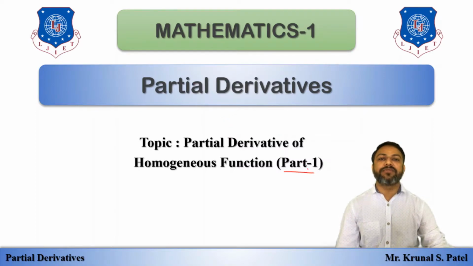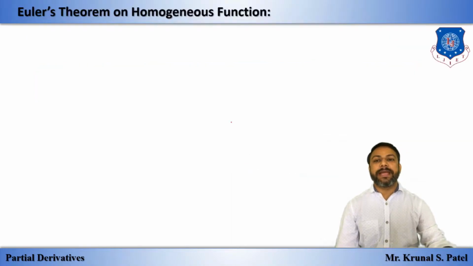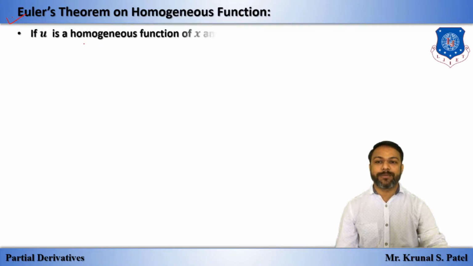So let's start with the first part, part 1, and in this part first we will see the Euler's theorem on homogeneous function. So first, what is the statement of Euler's theorem on homogeneous function? That means if given function is homogeneous, then and only then we can apply this Euler's theorem. So let's have a look on this statement.